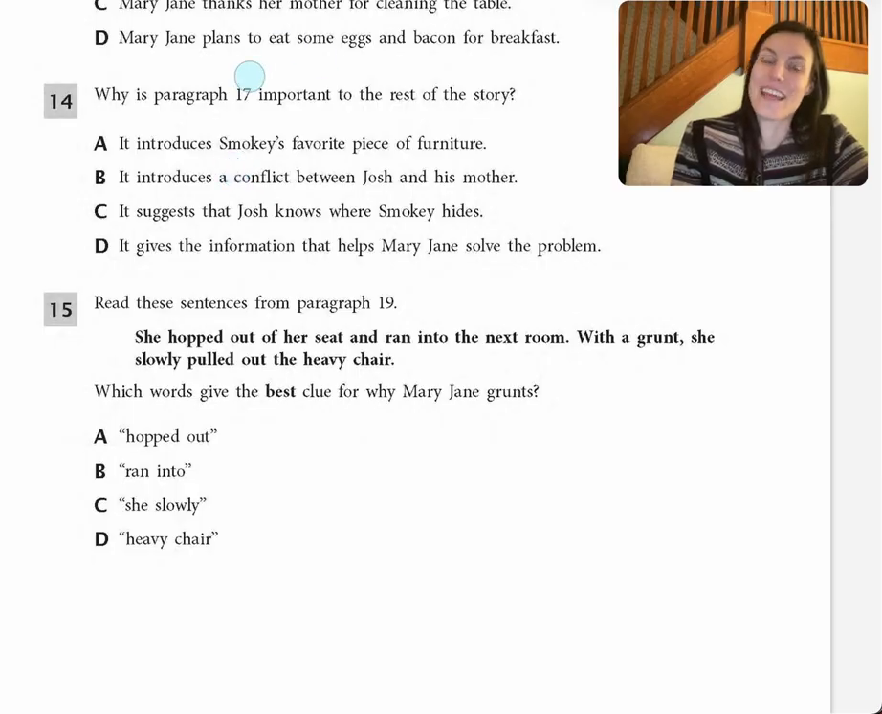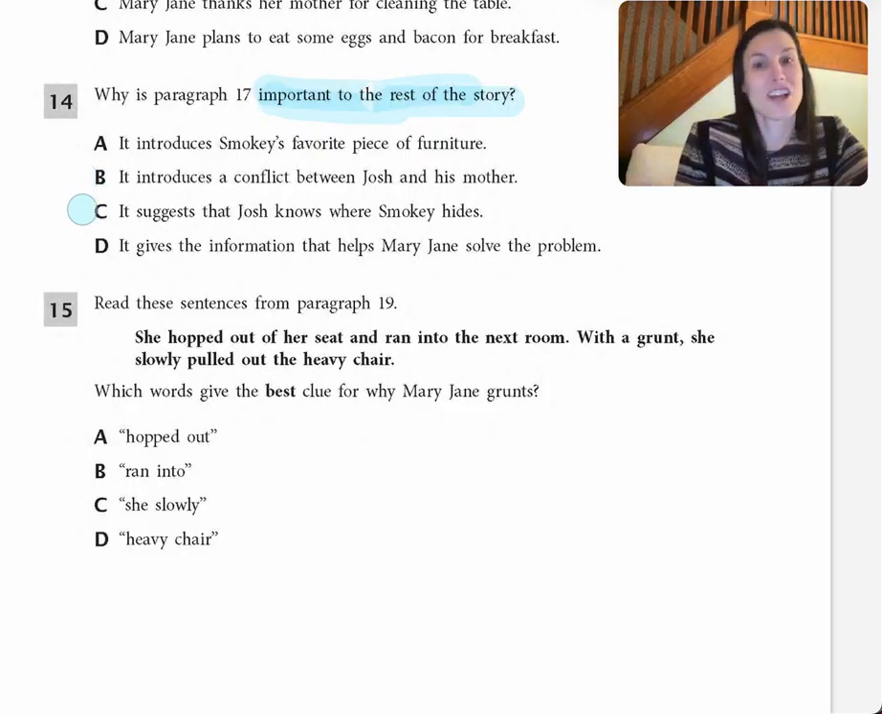All right, so now, for one like this, we could say that it is Smokey's favorite piece of furniture, right? But we want to know how it's important to the rest of the story. So even though it might be Smokey's favorite thing, that wouldn't really have to do with our story. For B, it introduces a conflict between Josh and his mother. I wouldn't really say they had a conflict there. They were kind of joking.